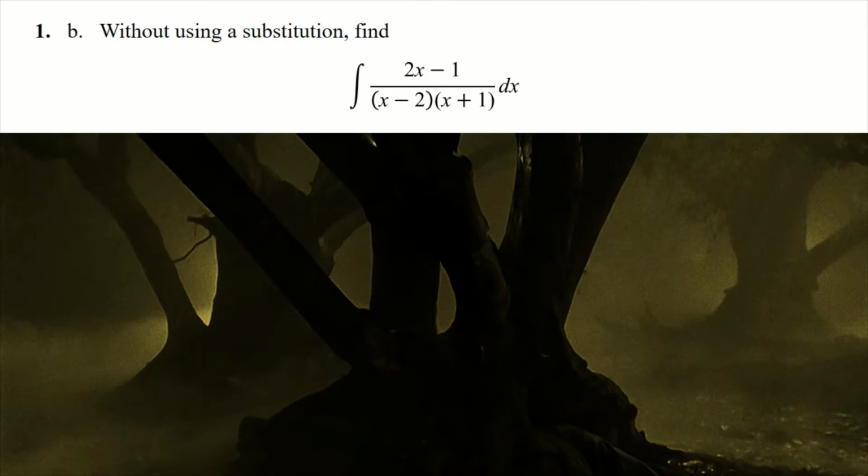Okay, so for 1b, again, without using a substitution, can you integrate 2x subtract 1 in the numerator over x subtract 2 multiplying x plus 1 in the denominator, with respect to x? Okay, so please pause the video and try it. Okay, let's have a look at the solution.